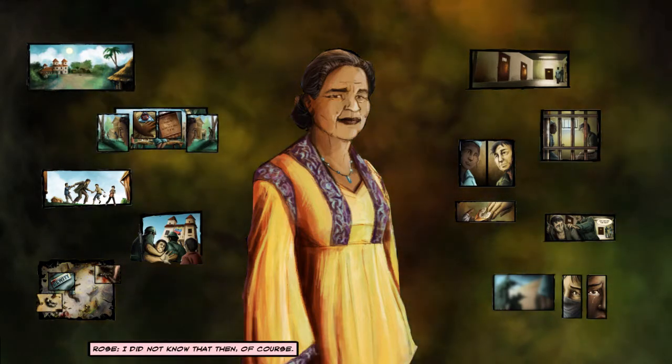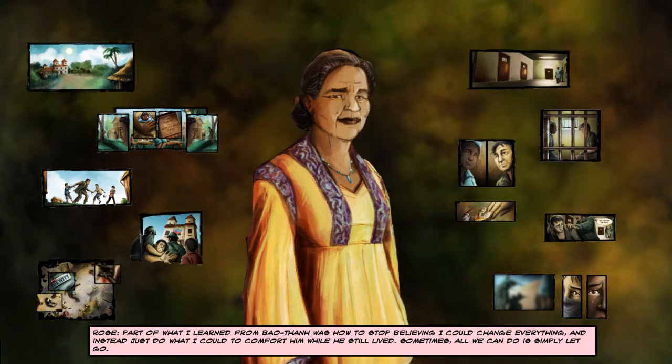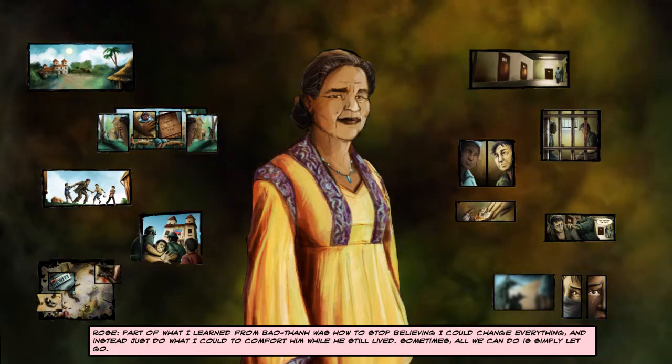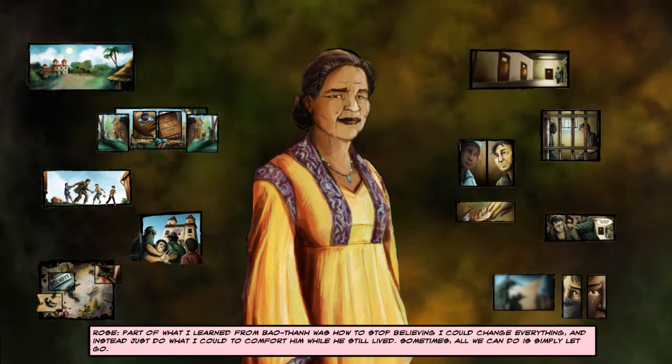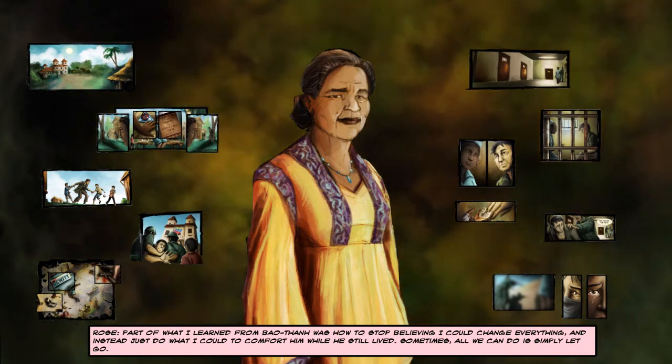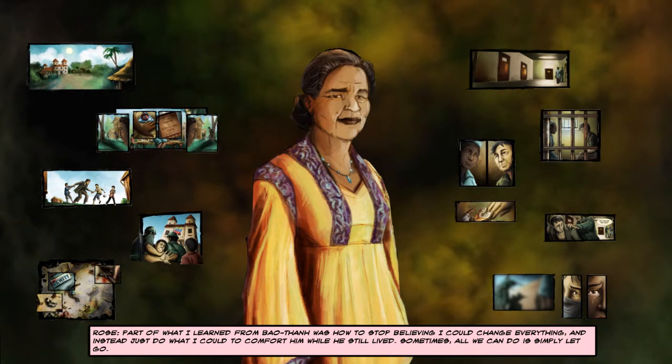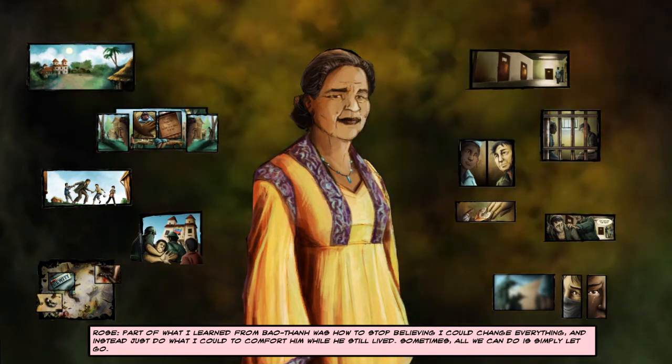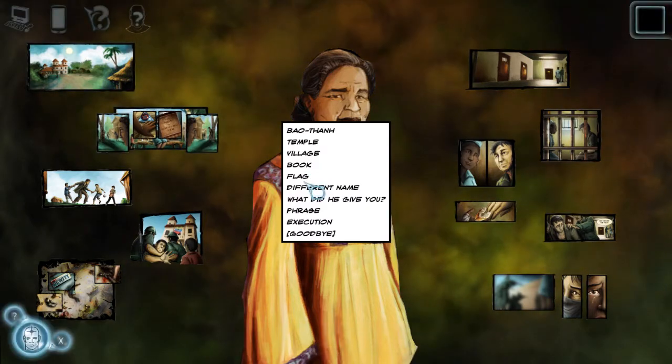I did not know that then, of course. Part of what I learned from Bao Tan was how to stop believing I could change everything and instead just do what I could to comfort him while he still lived. Sometimes, all we can do is simply let go. Alright.